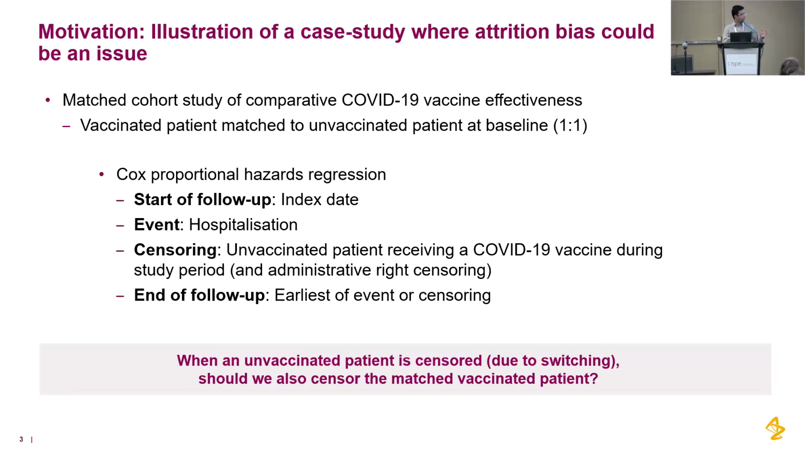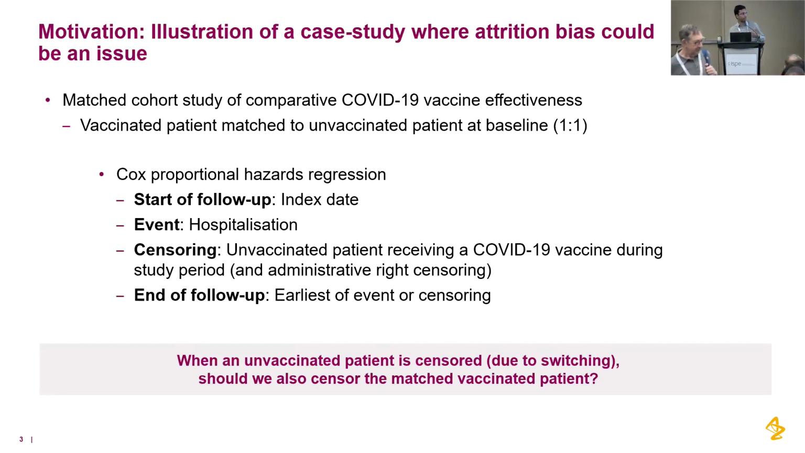The start of the follow-up will be an appropriately defined index date. The event of interest, let's say, is COVID-19 hospitalization. And when an unvaccinated individual subsequently receives vaccination during follow-up, we censor that patient at that point in time, and they no longer contribute follow-up time to the unvaccinated arm. The end of follow-up is the earliest of the event or censoring.